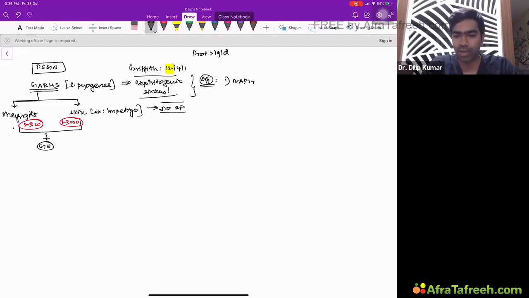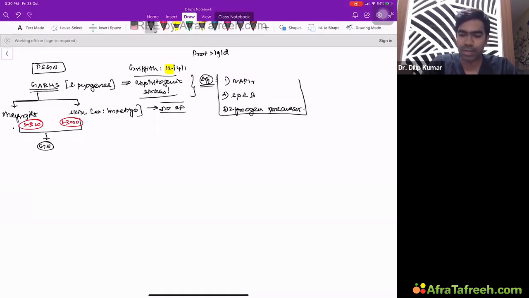NAPR1, or I can write NAP1R. This is nephritis associated streptococcal plasmin receptor 1. Or it could be streptococcal pyrogenic exotoxin B. That is called SPEB. And we can have something called a zymogen precursor. So these are three things that can happen. Clear? These are three things that are important.